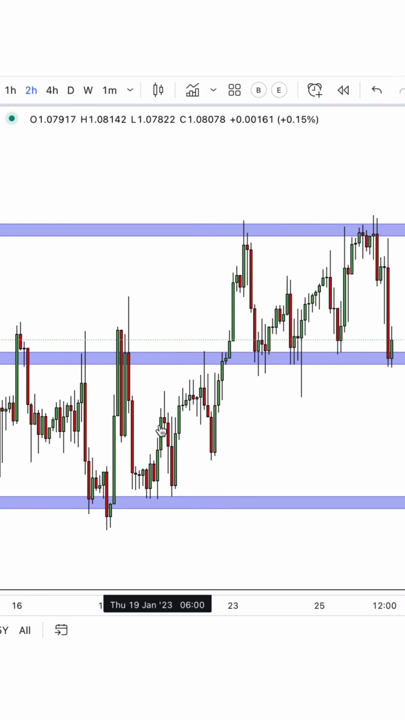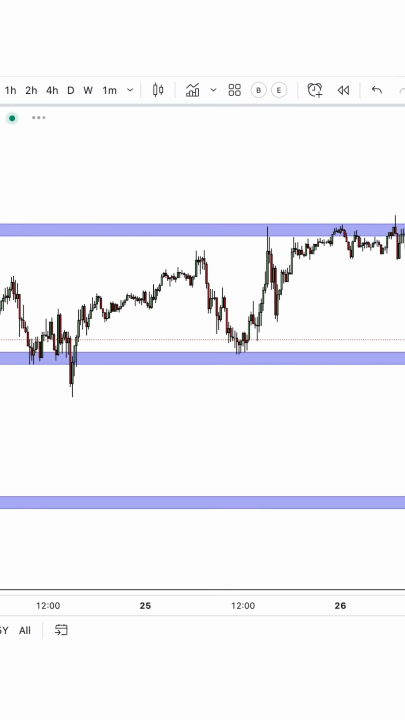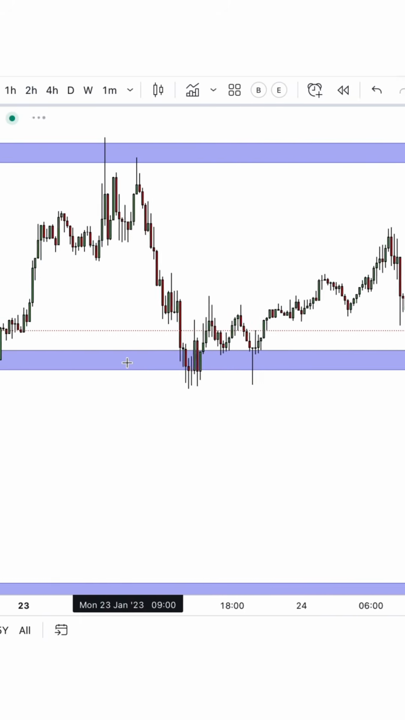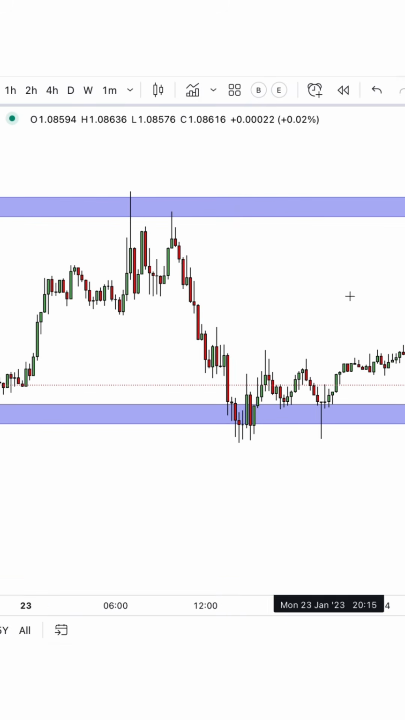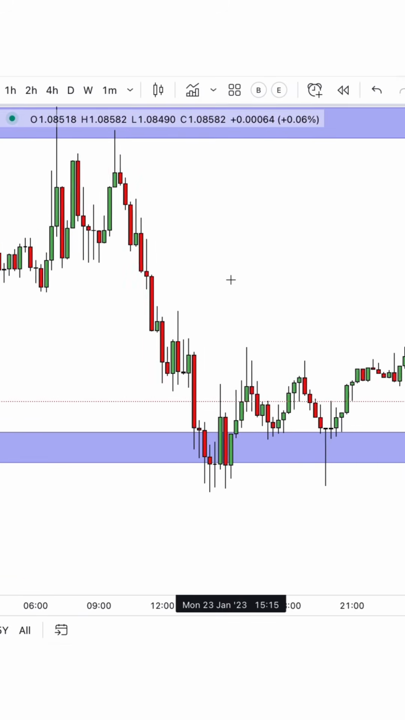So what you want to do first is place your support and resistance on a higher time frame, such as a 2-hour or 4-hour time frame. And then we want to go down into the 15 or 30 minute time frame and search for rejection candles, so I can show you what I mean by conservative and aggressive entries.